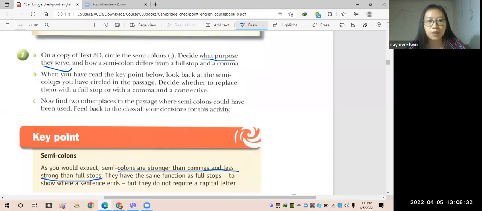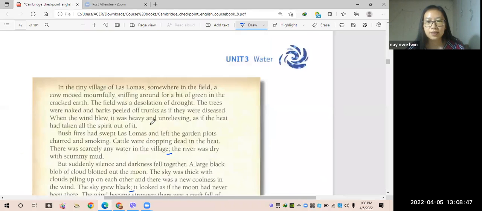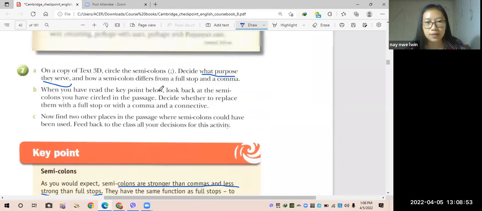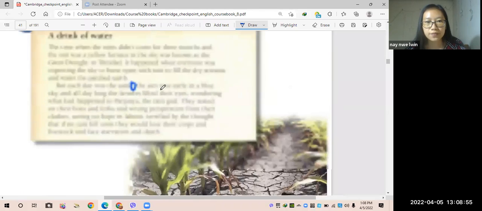Okay, so how about number B? When you have read the key points below, look back at the semicolons you have circled in the passage and decide whether to replace them with a full stop or with a comma and a connective. So we have to replace these semicolons with a full stop or a comma, right? So we'll look at the first sentence first.